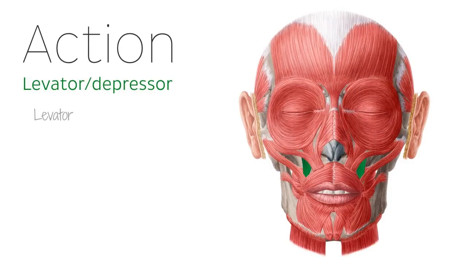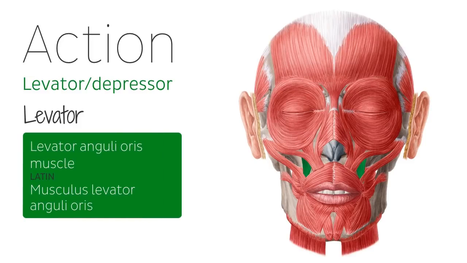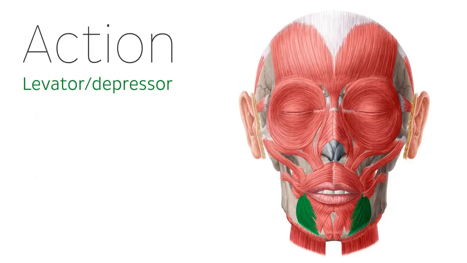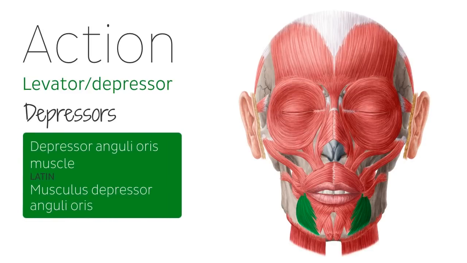The term levator is used to describe muscles that perform a lifting action. For example, the levator anguli oris muscle lifts or elevates the angle of the mouth when we smile. The term depressor is used to describe a muscle that carries out the opposite action of levator muscles, which is depression or pulling downward. For example, when we make a sad face, the depressor anguli oris muscle is responsible for pulling the angles of the mouth downward.